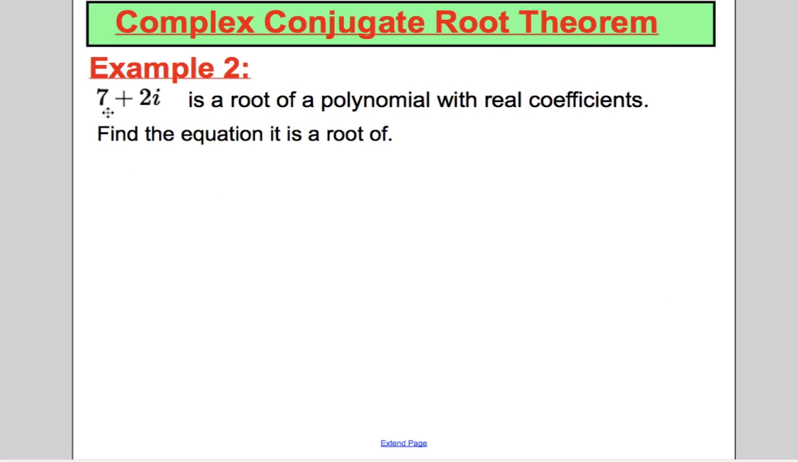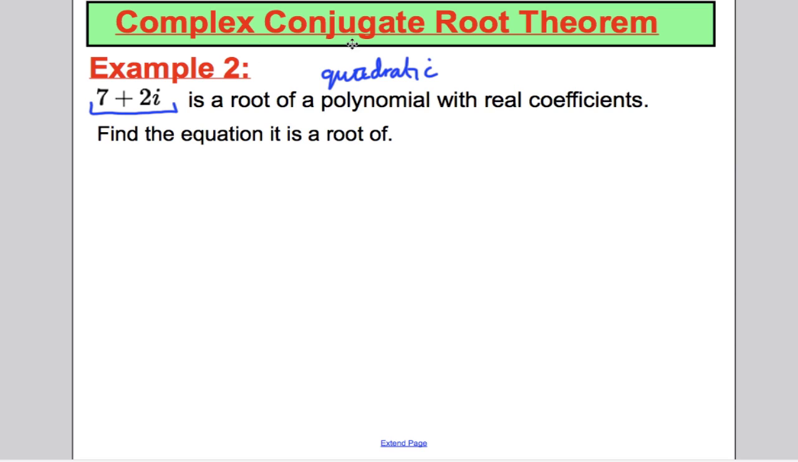It tells us, example 2, that 7 plus 2i is a root of a polynomial. I should actually write it's a quadratic polynomial. I should have written that to make it clear. A quadratic polynomial with real coefficients. Find the equation it is the root of, or find an equation it is the root of.